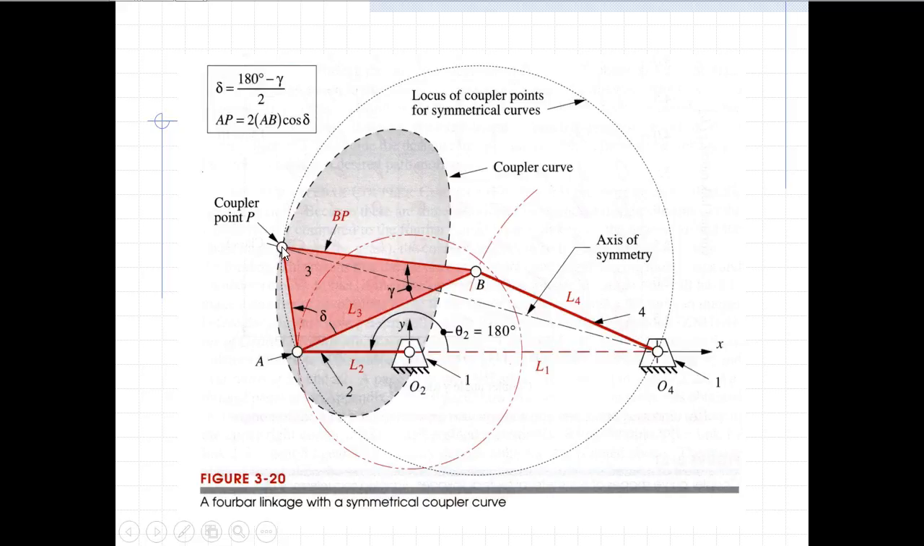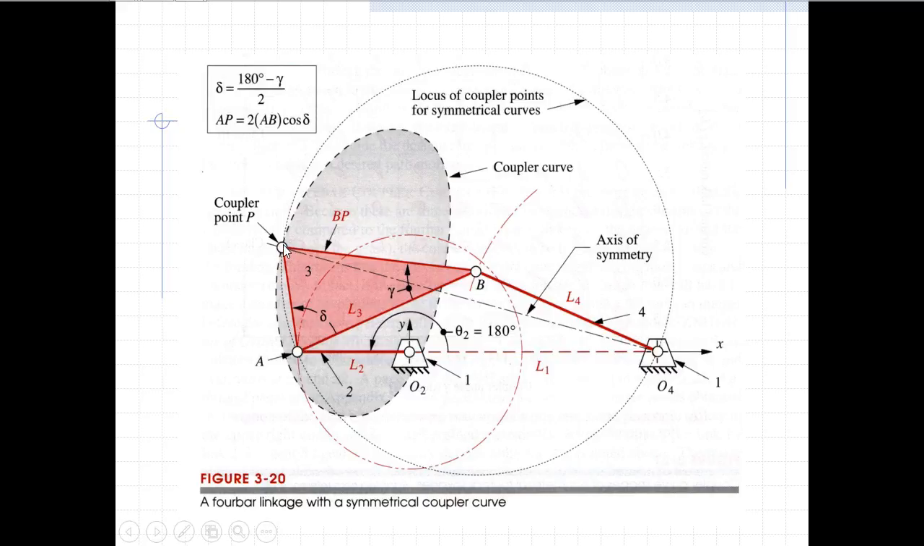That point in this particular example will trace out this almost kidney bean shaped curve. And notice that this line, the axis of symmetry, will cut this kidney bean in half such that this section and this section are symmetrical. They're exactly the same. They're mirror images of each other.